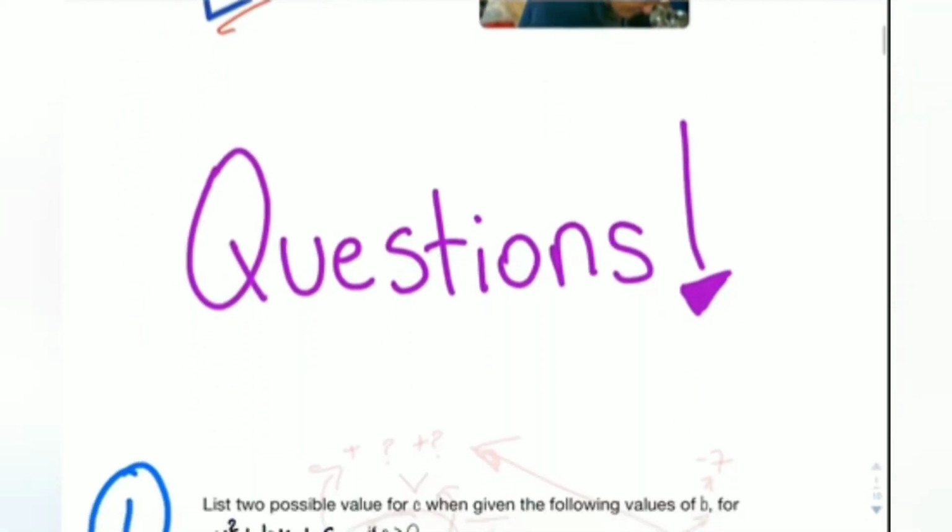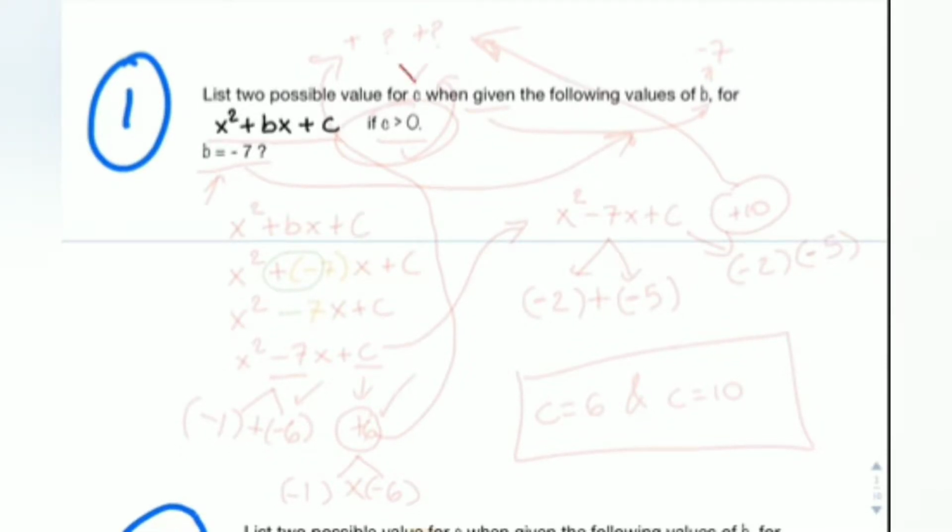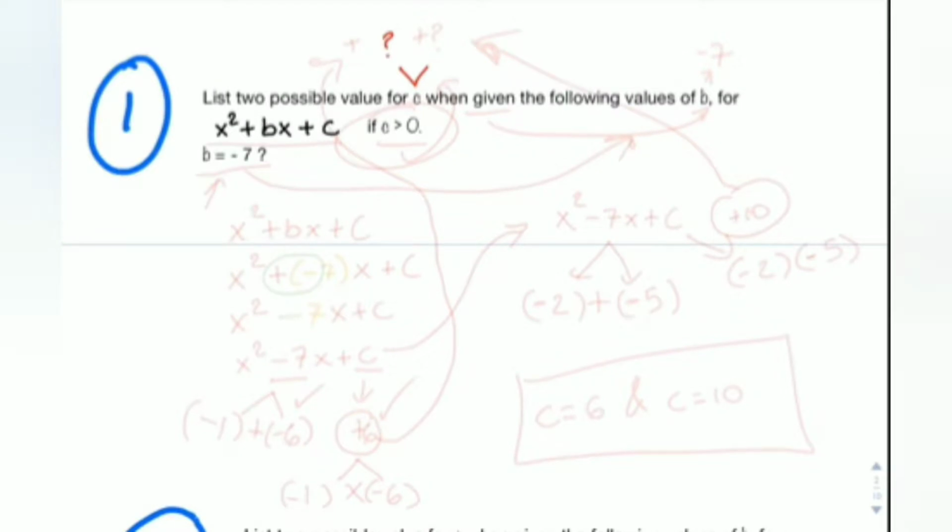We're gonna do word problems. So let's understand it. List two possible values for C. So we need a list of possible values for C. We don't know. Something is going to be given, the following values of B. So B is going to be given. Perfect. 4x squared plus bx plus c. That is going to be our expression.